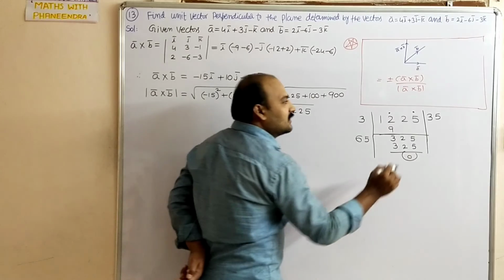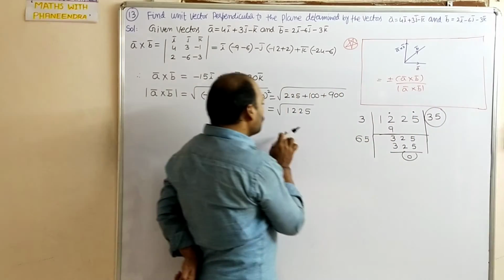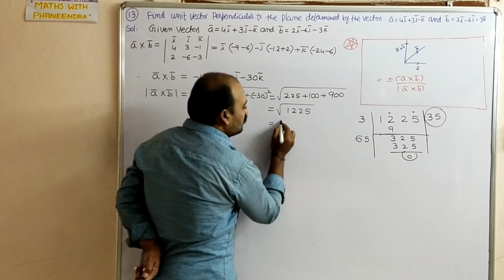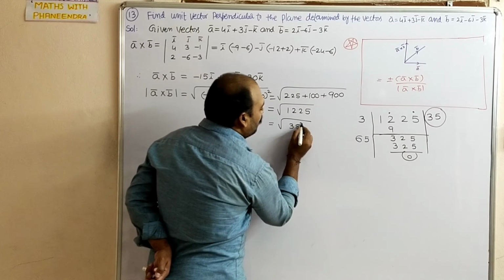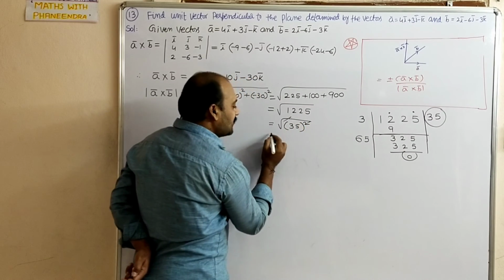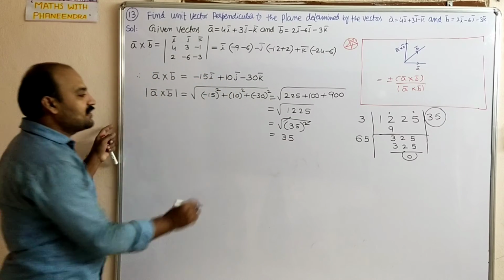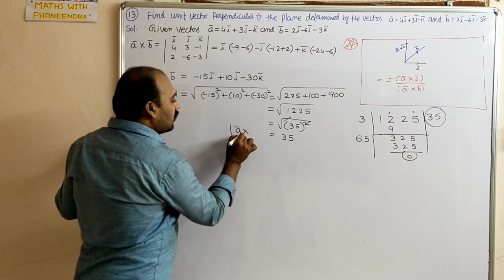So that means the square root of 1225 is 35, which is equal to root 35 whole square. Root and square cancel, which is equal to 35. This is the value of the magnitude of A bar cross B bar.